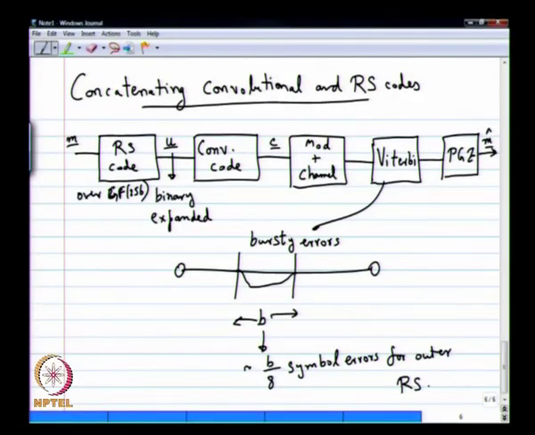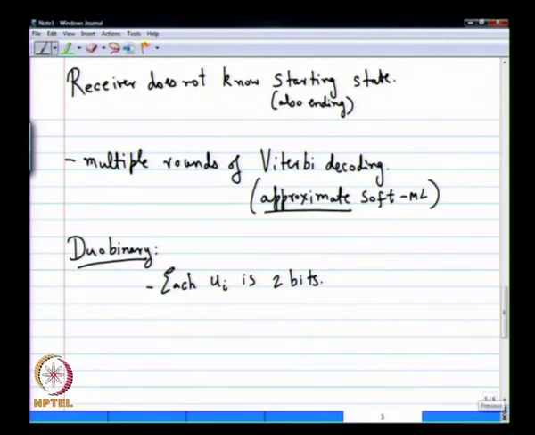So, anything else that I should mention about convolutional codes and recent standards? Anything else that you came across? Yes, I'm sorry.